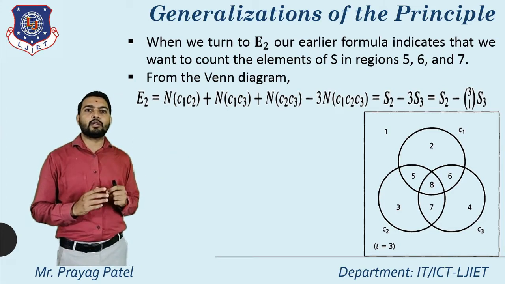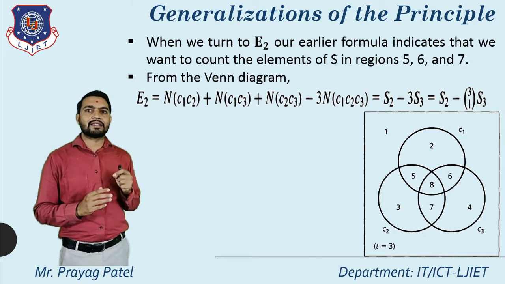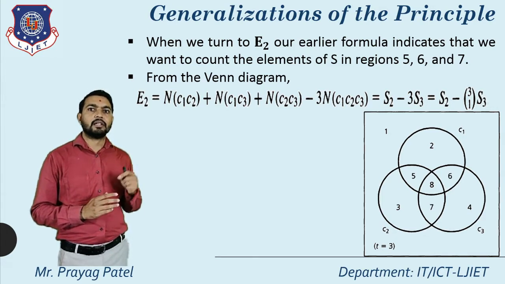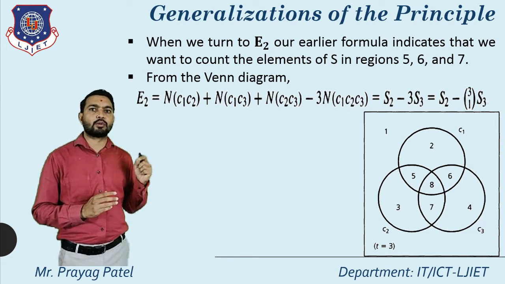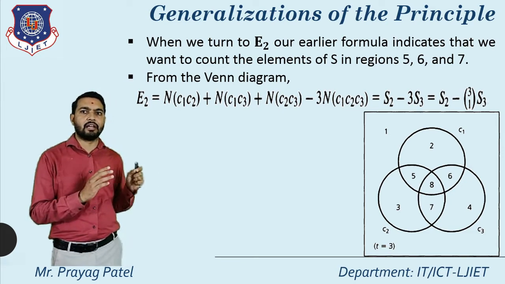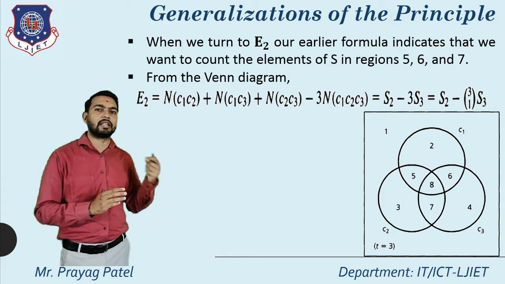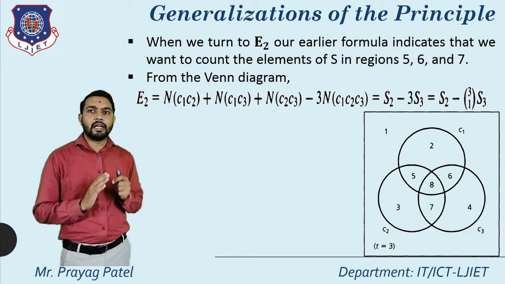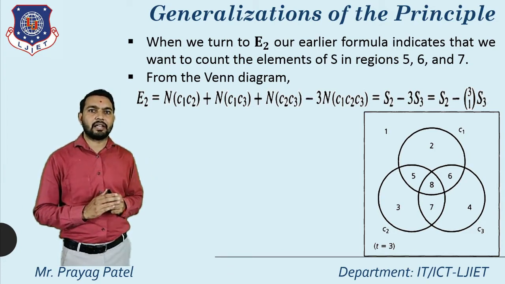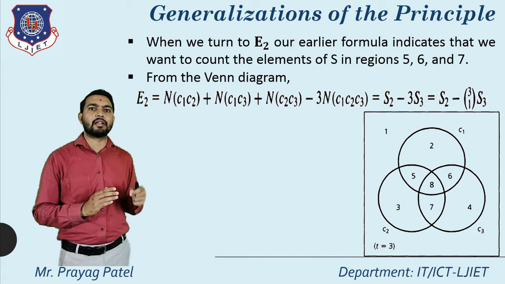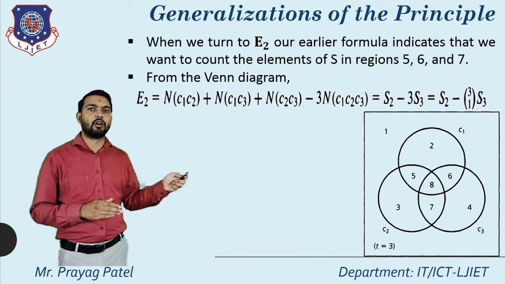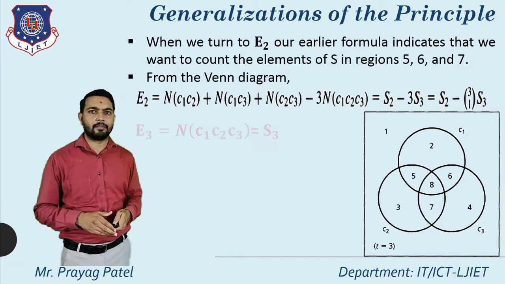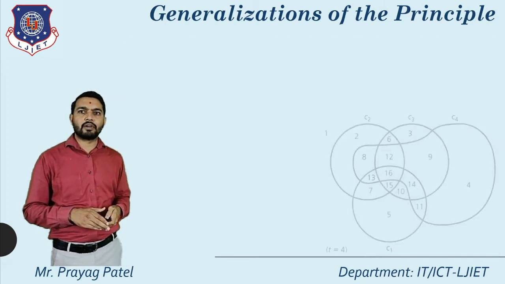Now the formula for E2 equals n(C1∩C2) plus n(C1∩C3) plus n(C2∩C3) minus 3 times n(C1∩C2∩C3), because here we consider the two elements as the first portion and three elements as the second portion. So the common formula is E2 equals S2 minus 3S3, and we can also write S2 minus 3C1 S3, where 3C1 equals 3. So here we write 3S3. Now this is a common equation.